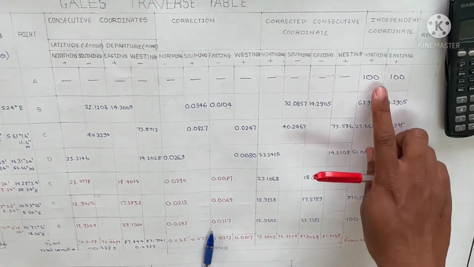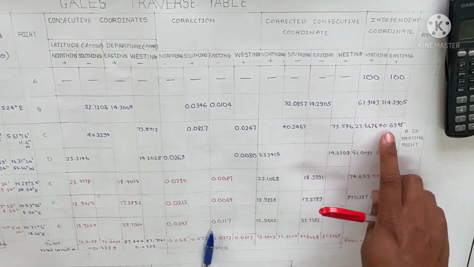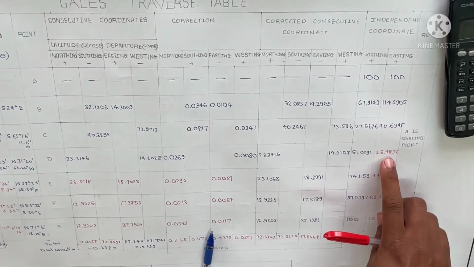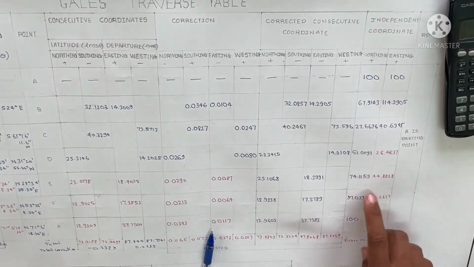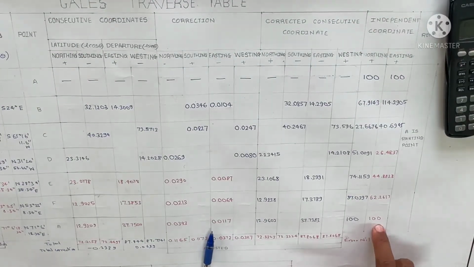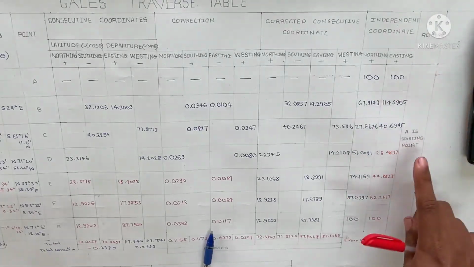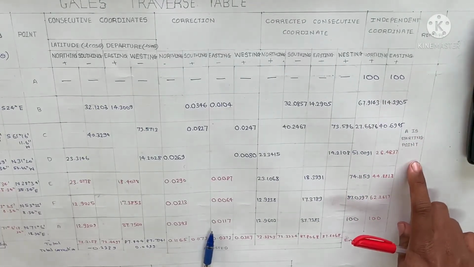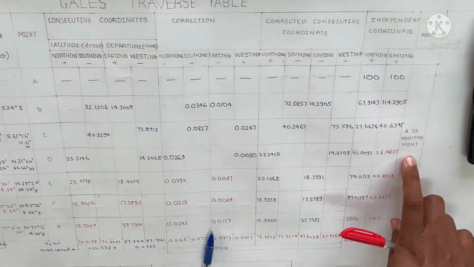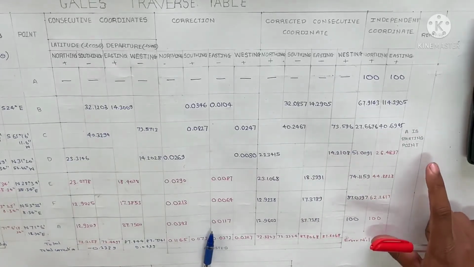Now with the help of these independent coordinates, we are going to plot the sheet. This is the coordinate of point A, this is point B, this is C, this is D, then E, F, and again the last point, the initial starting point of the traverse, A, joins. According to that we have written the remark that A is the starting point. Likewise, we are going to do the calculation of Gale's traverse table. Okay, thank you.